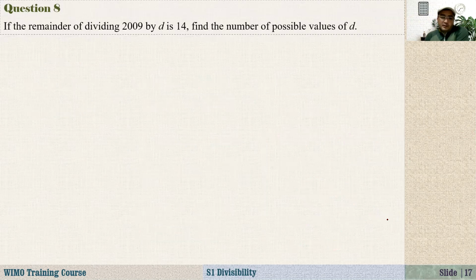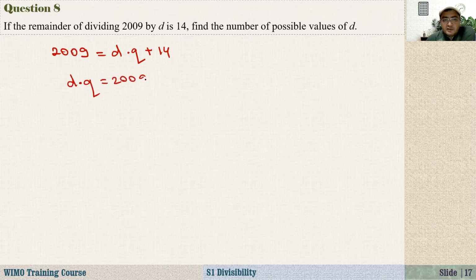If the remainder of dividing by d is 14, find the number of possible values of d. So that means here 2009, right? And we divide by d, the remainder of dividing 2009 by d is 14. So the quotient is q, the remainder is 14, right? So what are the possible values of d? First, if you take 14 to the left-hand side, then we have d times q equal to 2009 minus 14, which is equal to 1995.